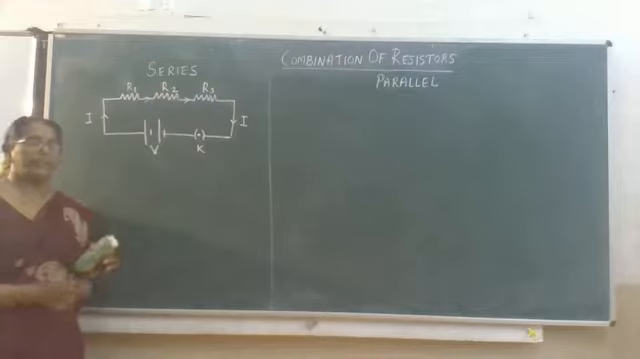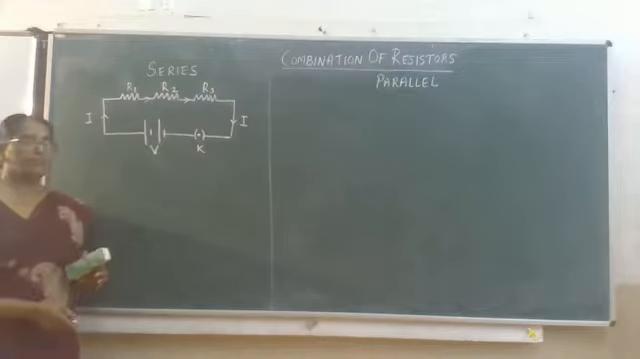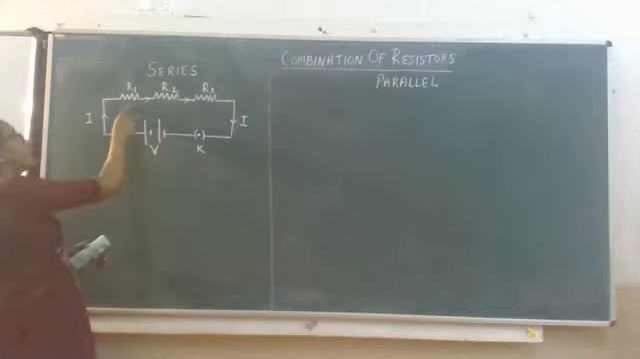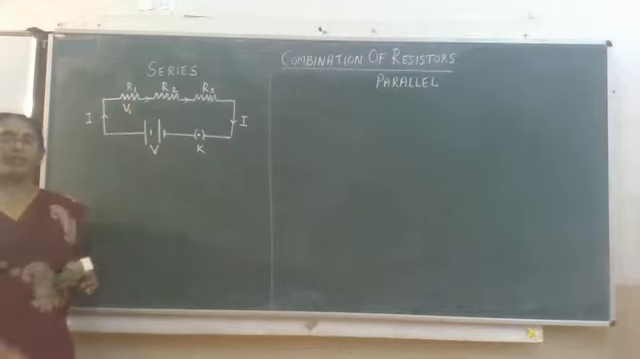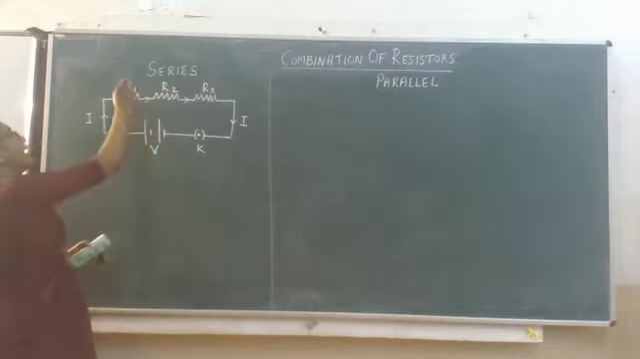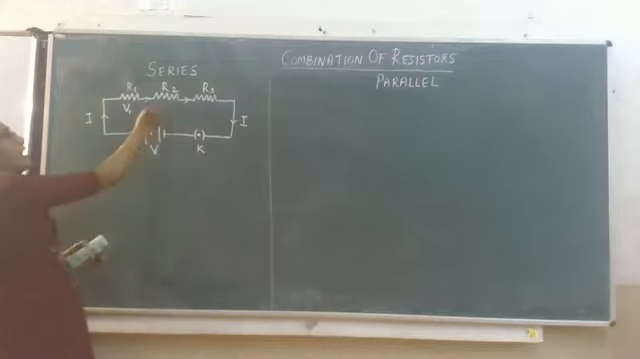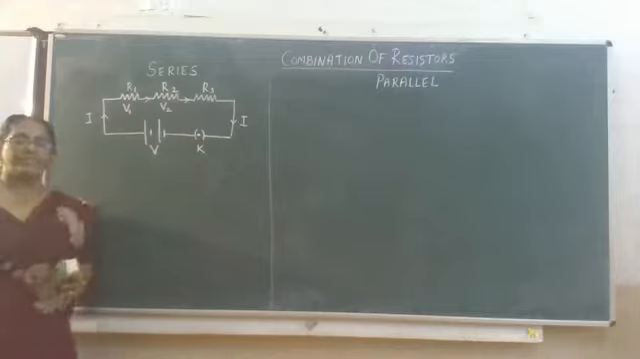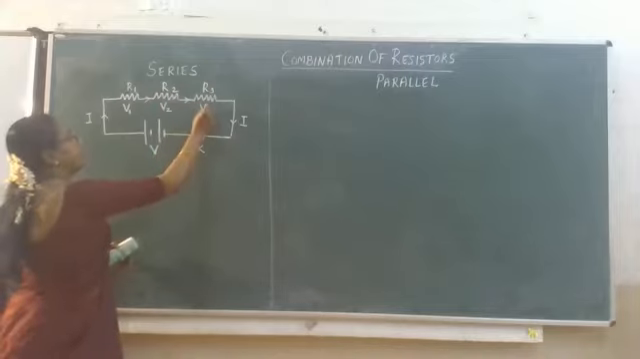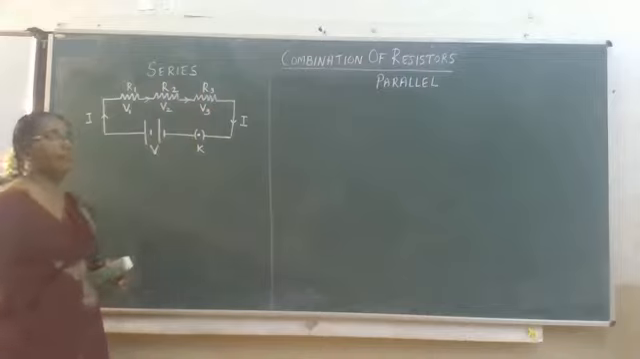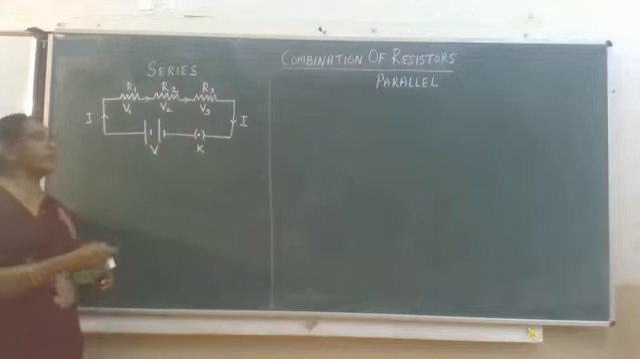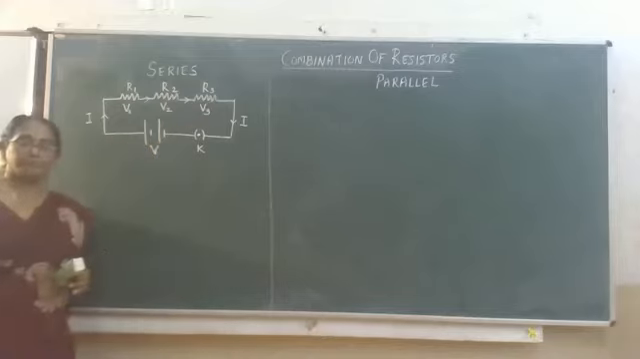So, what kind of a division will happen here? The entire circuit is getting V value. This R1 may take a value named V1 according to the current flowing through R1 and its value of R1. R2 may take a value V2 depending on the value of its resistance. R3 may take V3 depending on the value of R3.